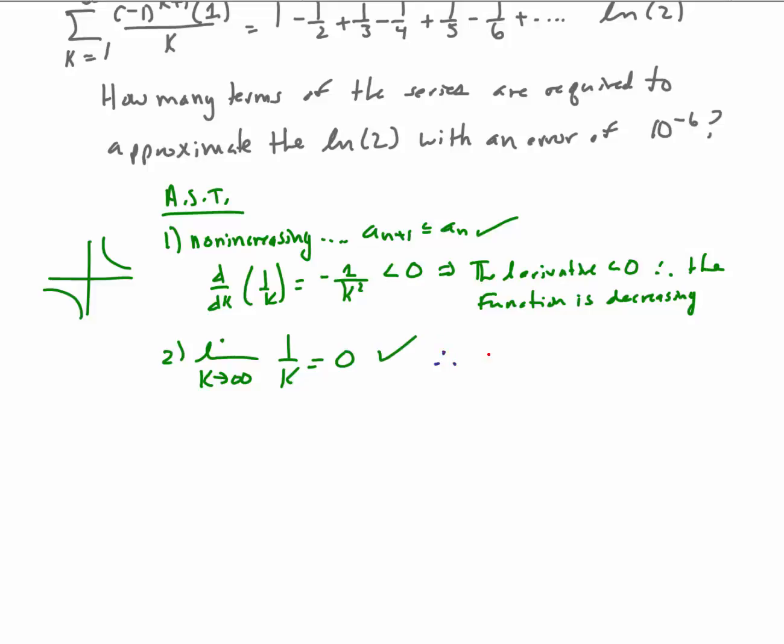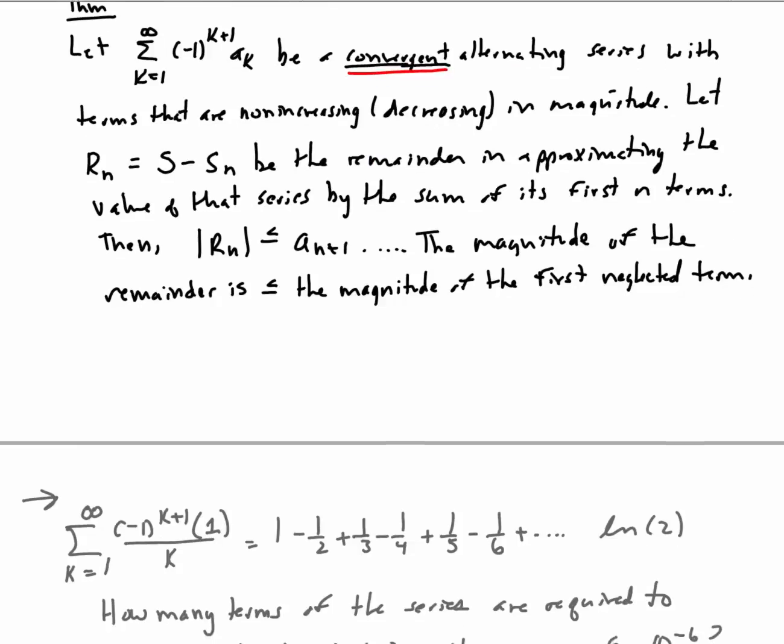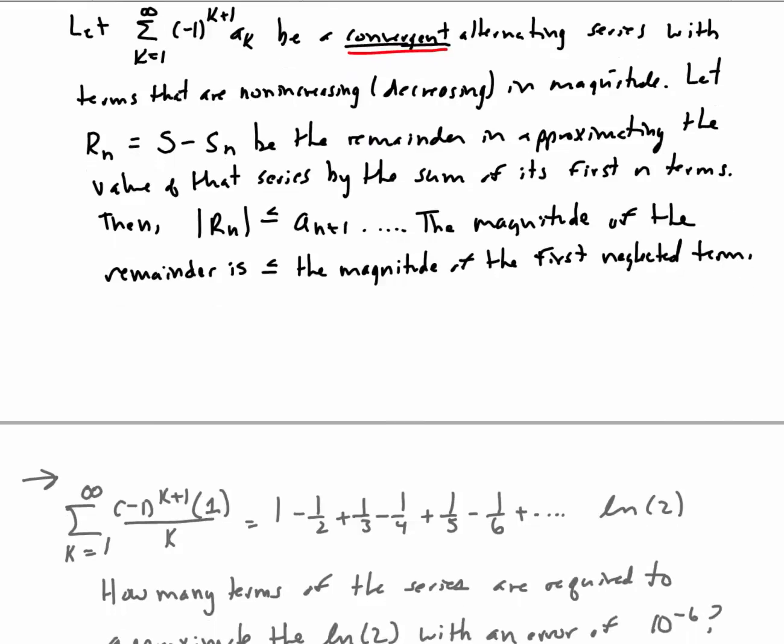So therefore the series negative 1 to the k plus 1 times 1 over k converges by the alternating series test. Okay, so if we go back up here and check, we have this first criteria met. Has to be convergent alternating series with terms that are non-increasing. So we've already established that as well. Then we can start talking about the remainder part.